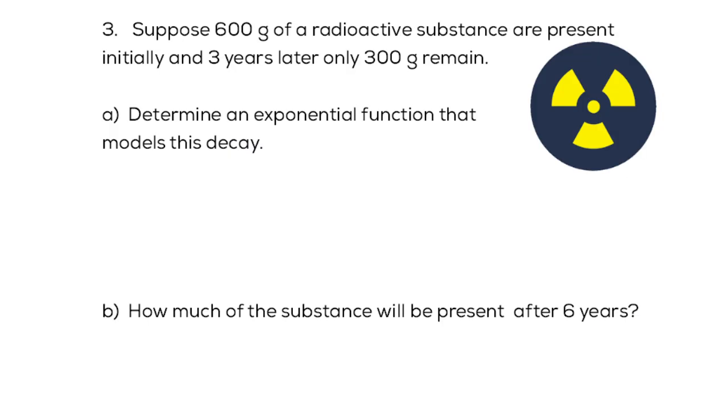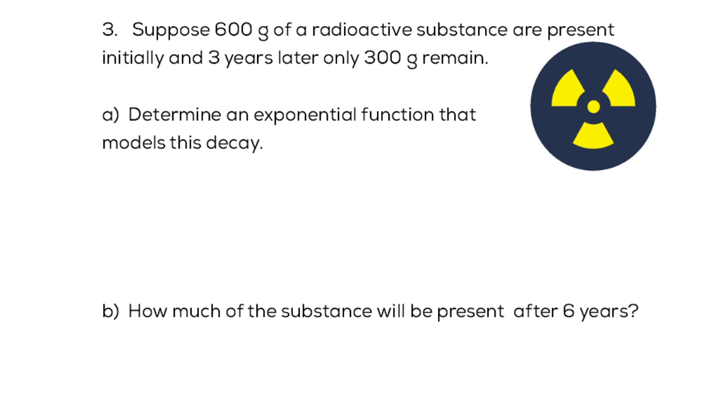All right, so not as much going on in this problem. Let's see what we've got. Suppose 600 grams of a radioactive substance are present initially, and 3 years later, only 300 grams remain. Well, that right there is just a half-life, because we have half of it left. They don't talk about a half-life, but this really is a half-life problem. So we want to determine an exponential function that models this decay.